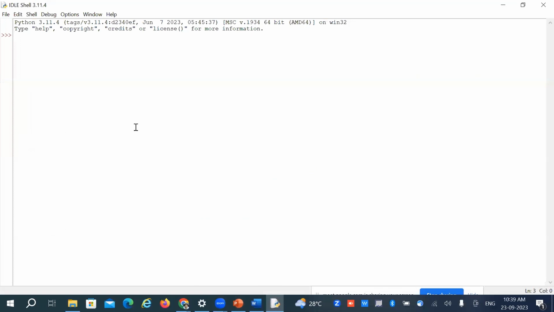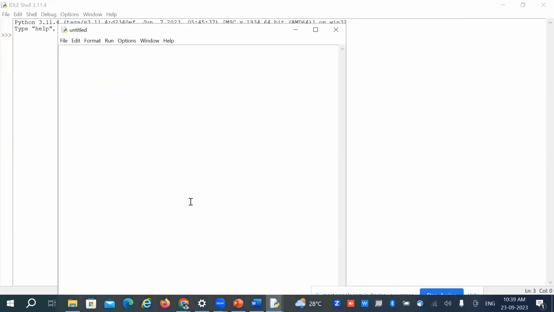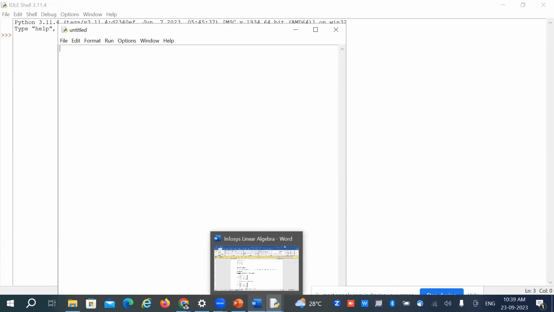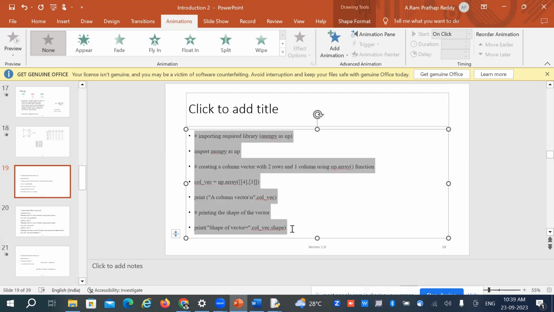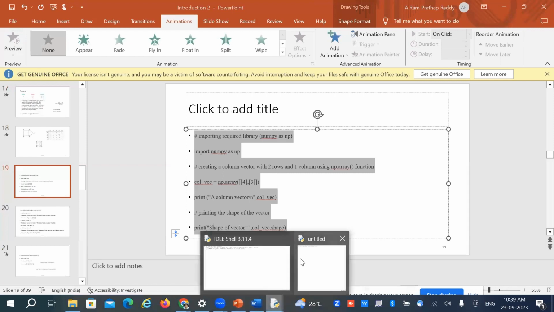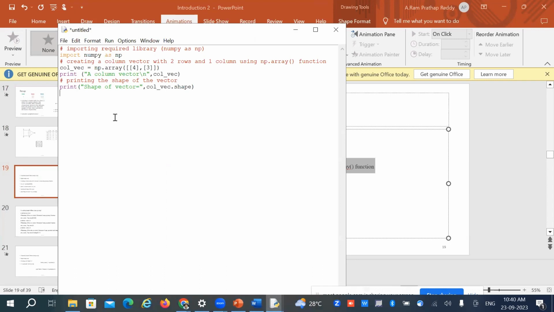I'm going to open Python, ideally. I'm going to take a new file. I'm importing, and because of time I'm copying, otherwise I can type. So I'm copying the content here. See this content. I'm creating a column vector.